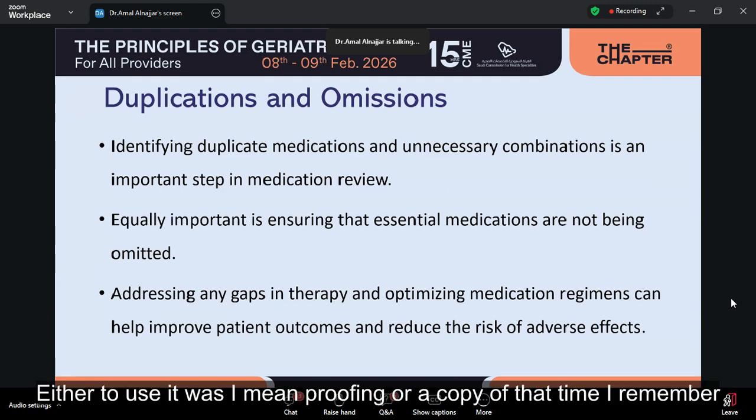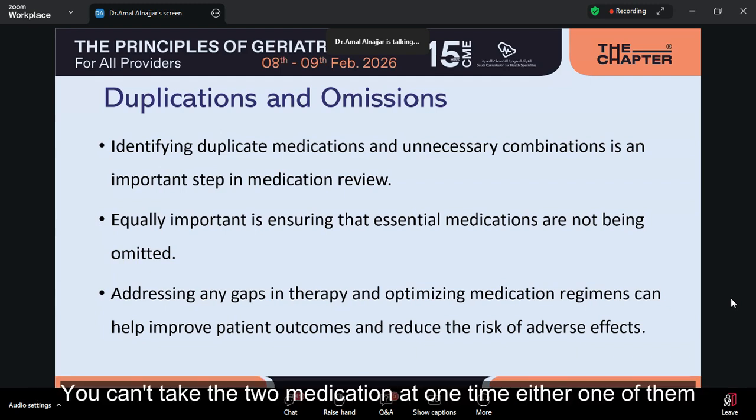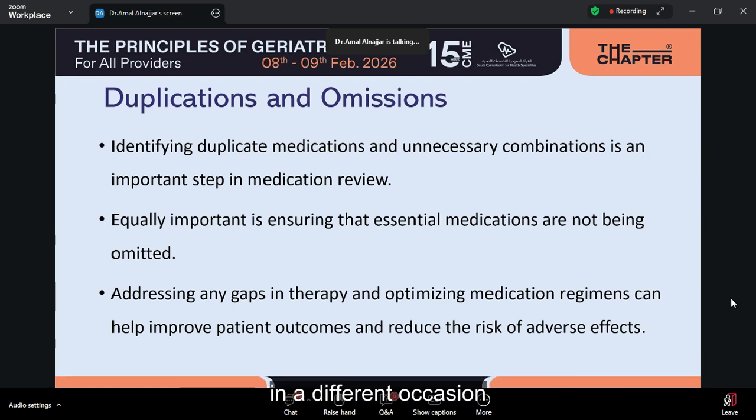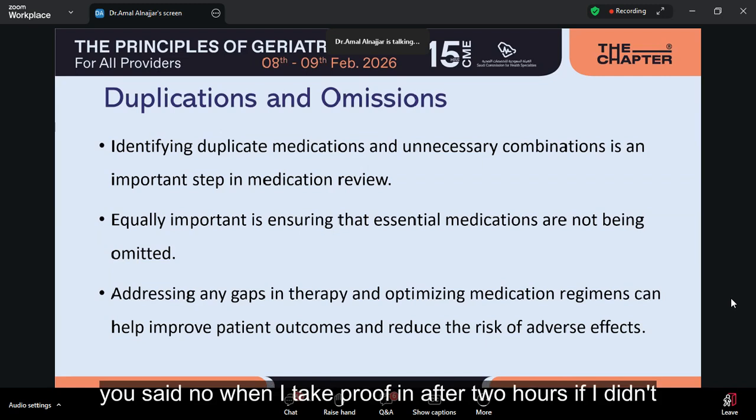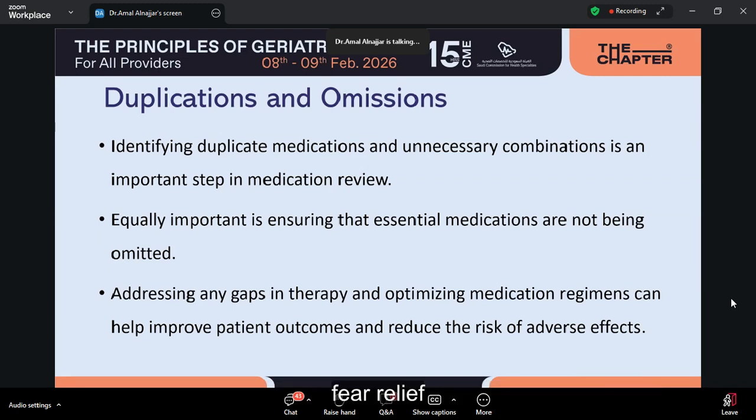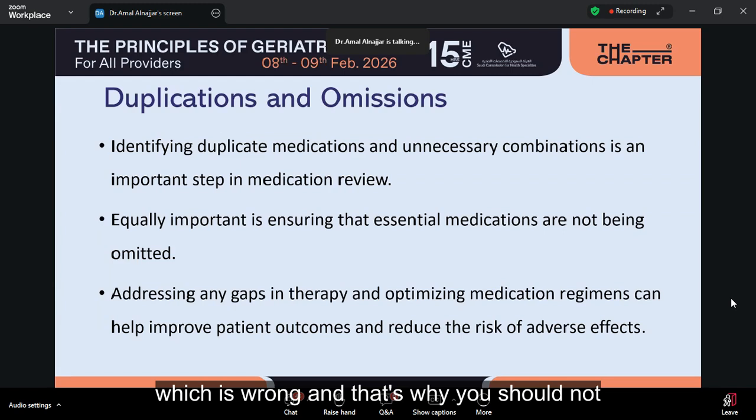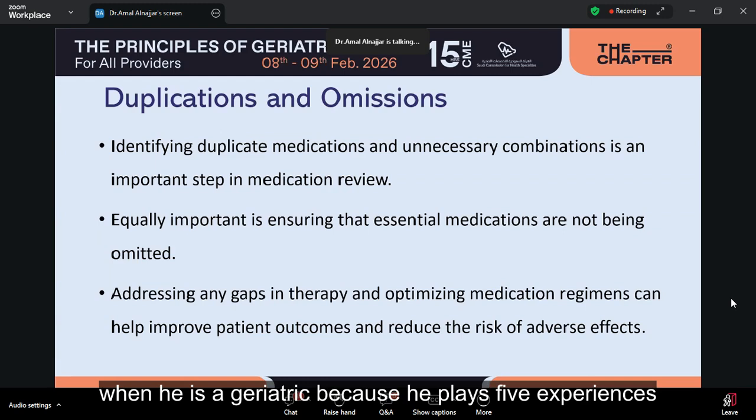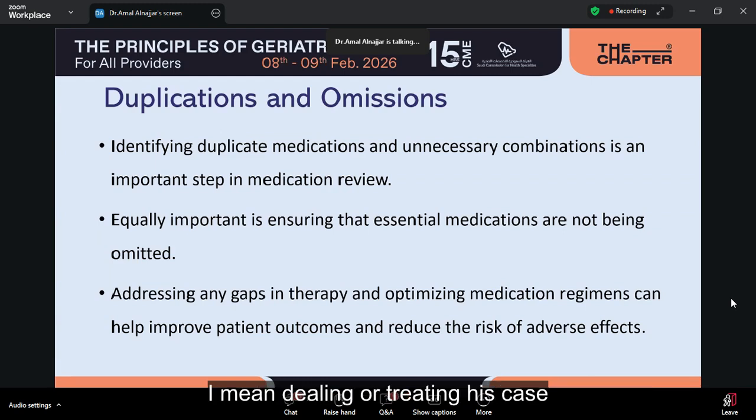It was Profen and Arcoxia that time, I remember. You can't take the two medications at one time, only either one of them. And he said, yes, the physician told me this. And do you practice taking them on different occasions? He said, no, when I take Profen, after 2 hours, if I don't feel relieved, I take the Arcoxia, which is wrong. And that's why you should not keep all those at the patient's hand, especially when he is geriatric, because he thinks by experience he is treating his case.